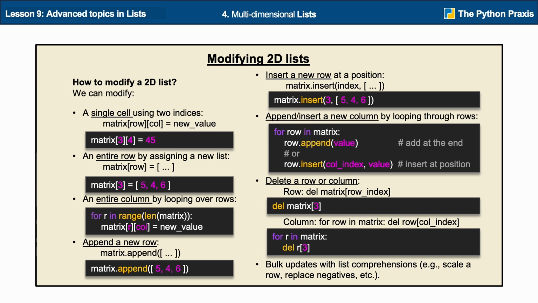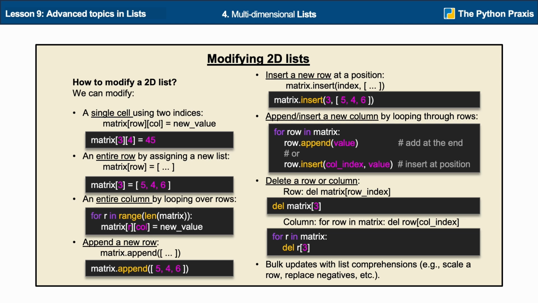For deleting a column, we must remove the element at that column index from every row. The syntax is: for row in matrix, del row, and inside square brackets, the column index number. Here the row is the row index, and matrix is the name of the list. In our example, for r in matrix, del r[3], we'll delete the column with index number 3.